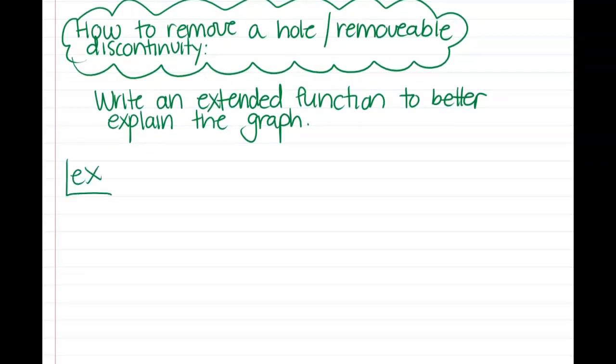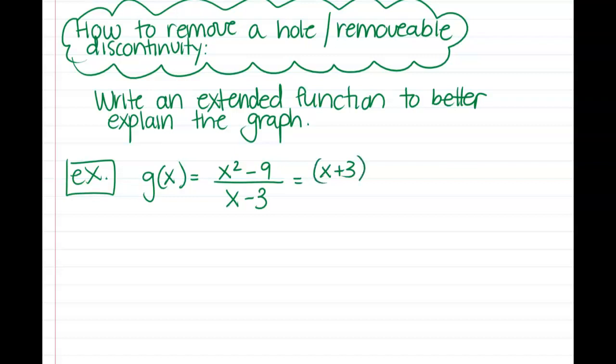For example, let's say you have the function g of x equals x squared minus 9 over x minus 3. If we factor this, we get x plus 3, x minus 3 over x minus 3. And the x minus 3's cancel, meaning we can cancel out our hole at x equals 3.